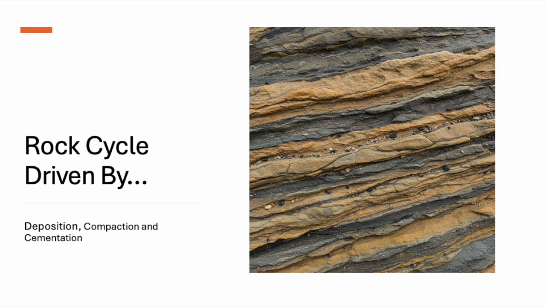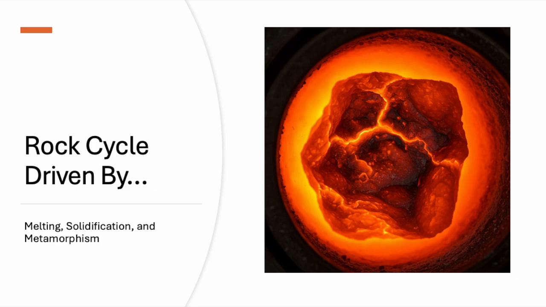Compaction and cementation. Compaction and cementation are the processes by which sediments are compacted and cemented together to form sedimentary rock. Melting and solidification. Melting and solidification are the processes by which magma and lava cool and solidify to form igneous rock.